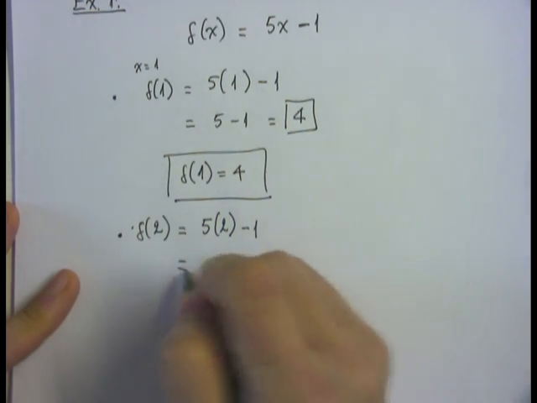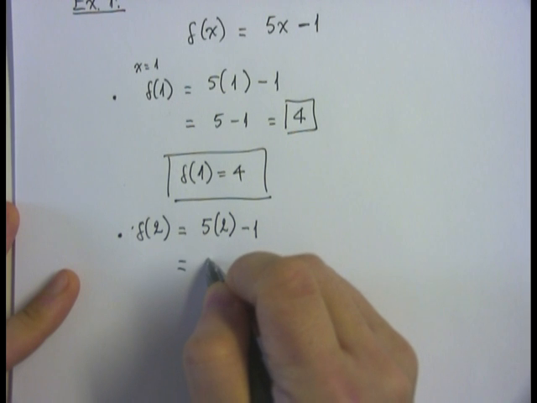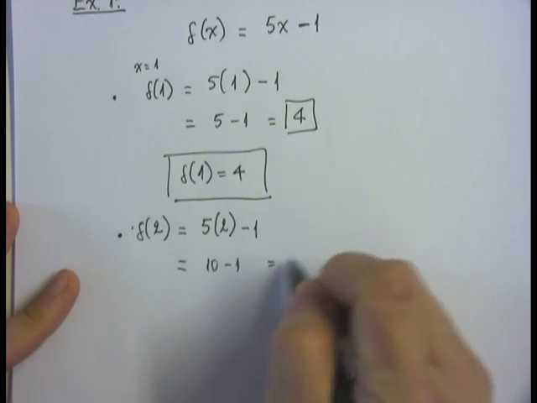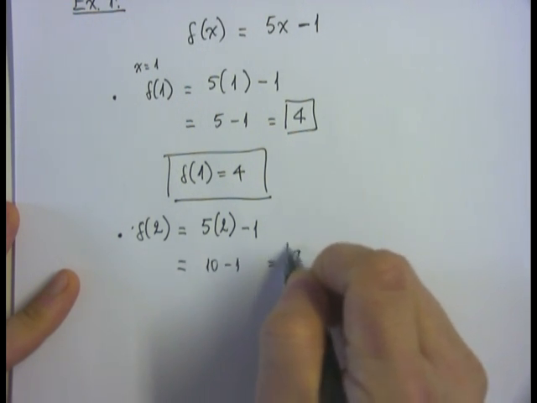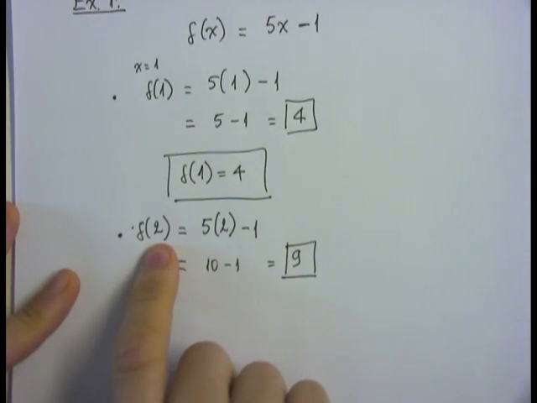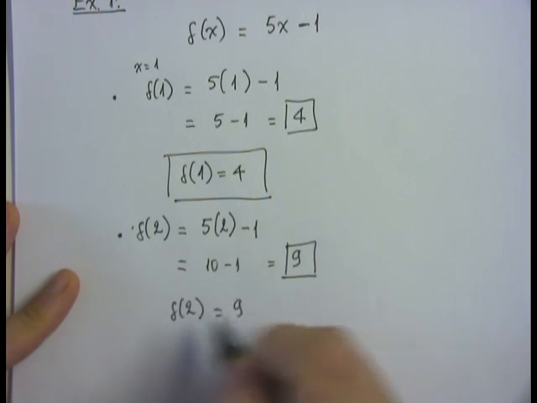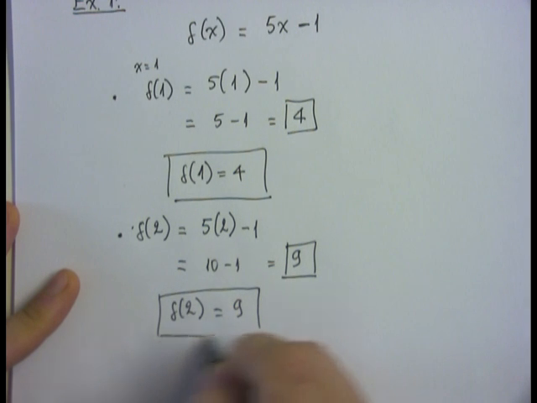And so that means the way we evaluate is 2 times 5 is 10, minus 1, that equals 9. So 9 here is the function's value at x equals 2. Or in other words, you can write it f of 2 equals 9. That's one way you can understand it.